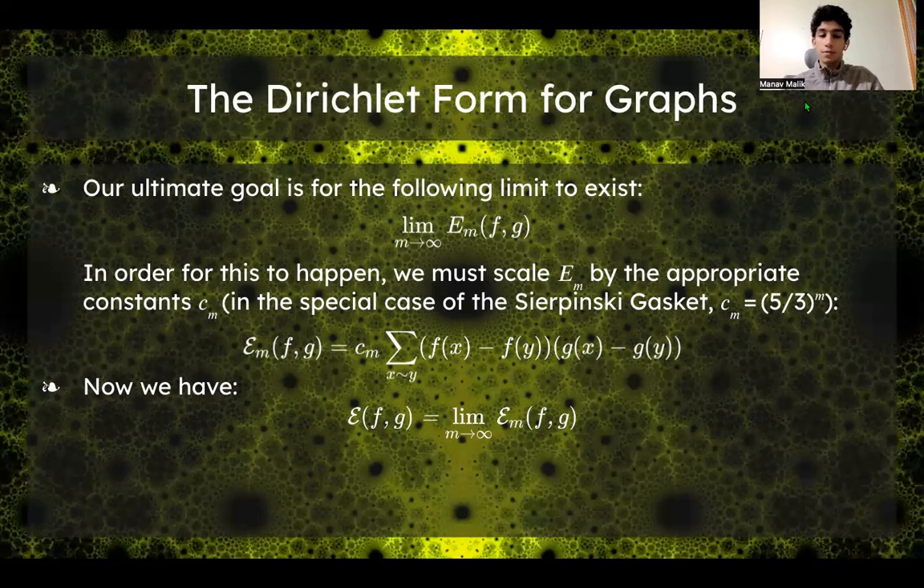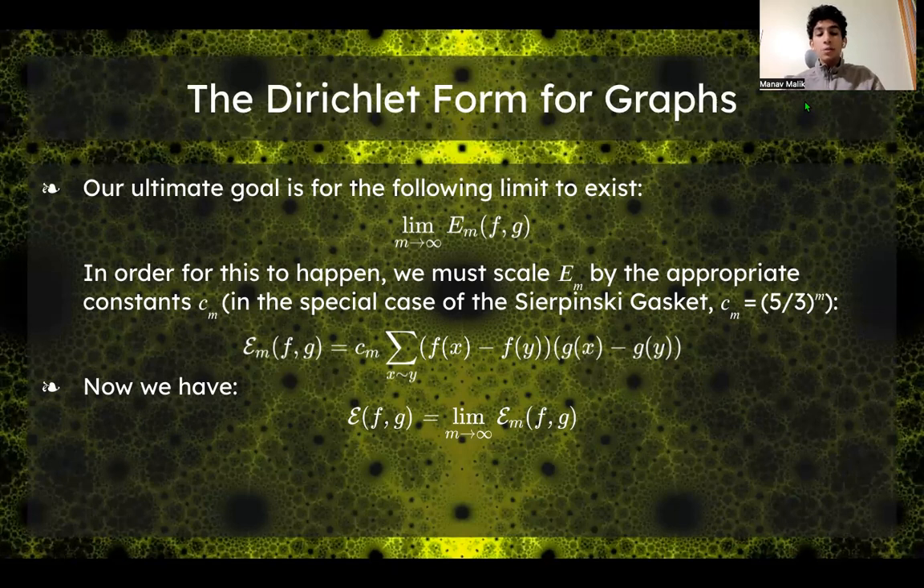Okay, so our ultimate goal when we're defining this Dirichlet form is for the limit to exist as m approaches infinity of E sub m of f, g. And for that to happen, we need to scale E sub m by the appropriate constants C sub m. In our example of the Sierpinski gasket, this constant is equal to (5/3) to the power m. And there's a long and drawn out process of determining that that's the case for the Sierpinski gasket that we don't need to get into right now.